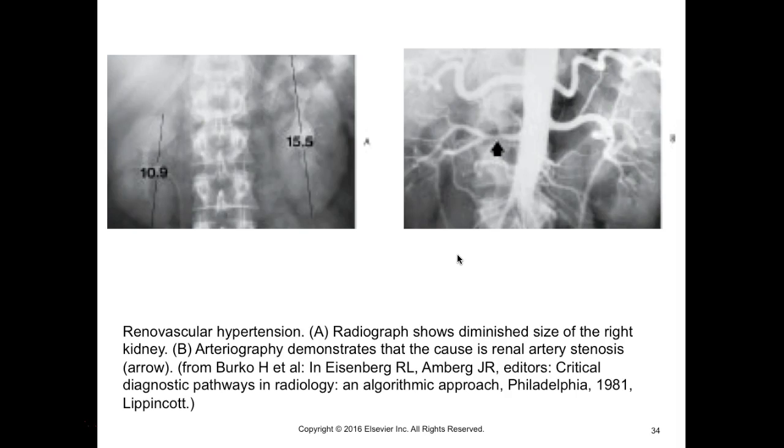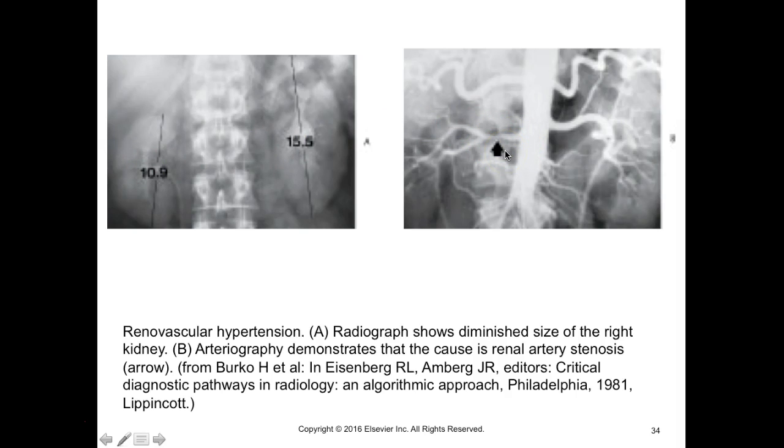So with renovascular hypertension, this shows diminished size of the right kidney. You can see from the measurements that this one is about 5 centimeters smaller. Here, if we did a renal angiogram, we can see that there's stenosis on the right. So we have atrophy due to renal artery stenosis.